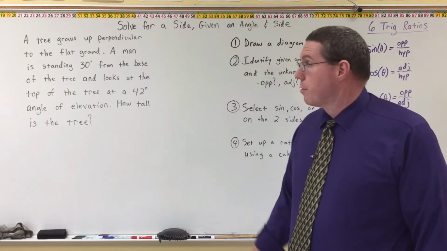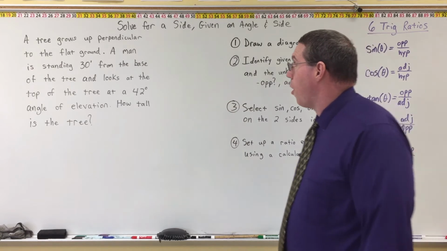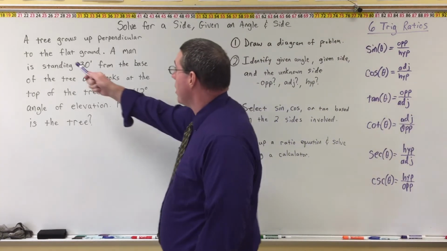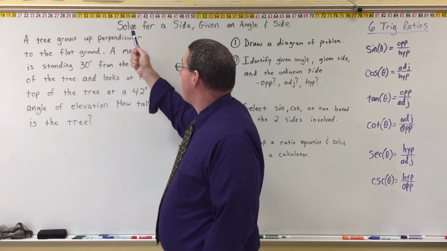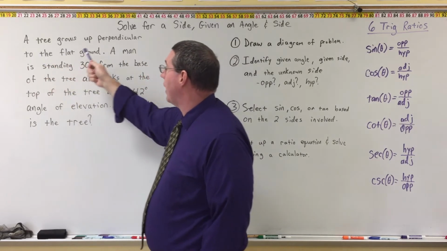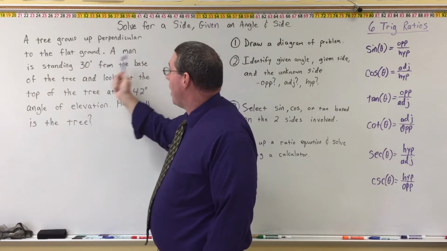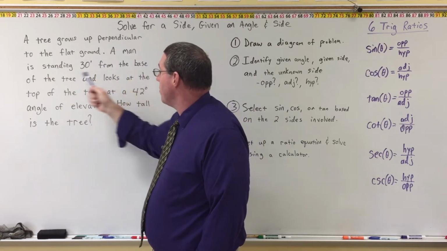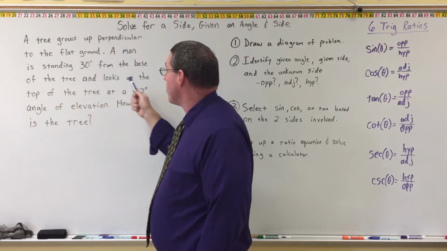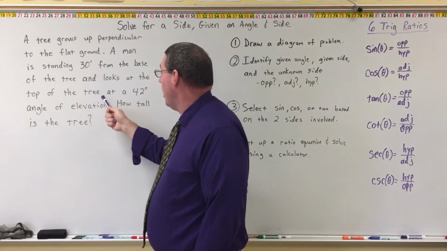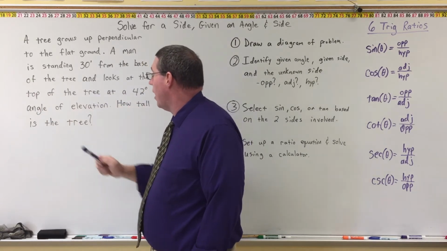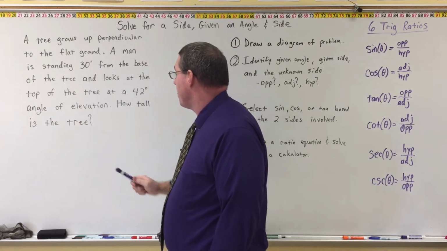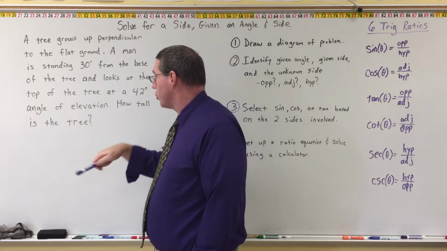Okay, so here's a word problem. It says a tree grows up perpendicular to the flat ground. A man is standing 30 feet from the base of the tree and looks at the top of the tree at a 42-degree angle of elevation. How tall is the tree?